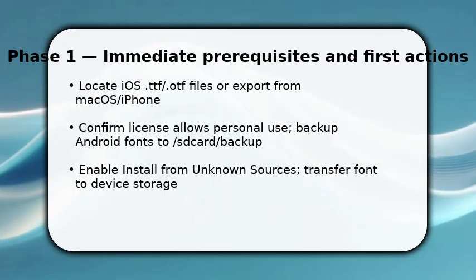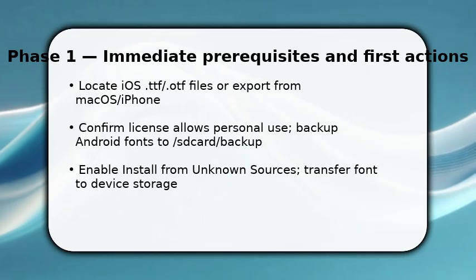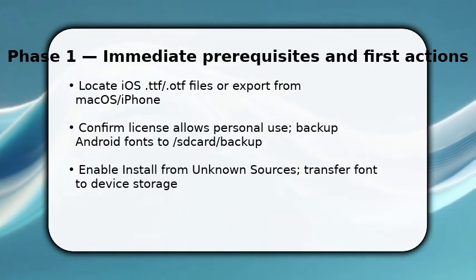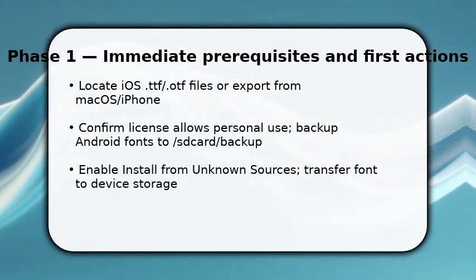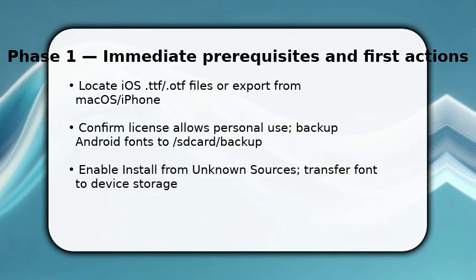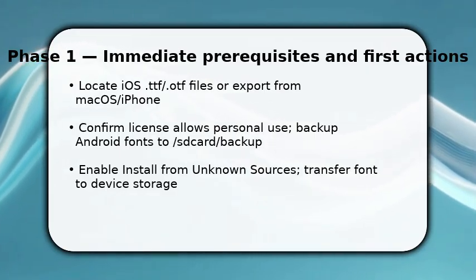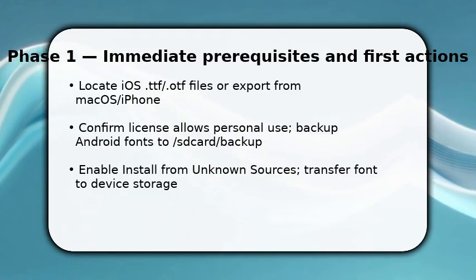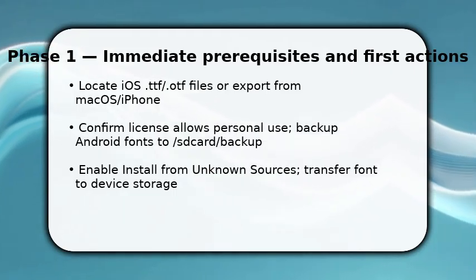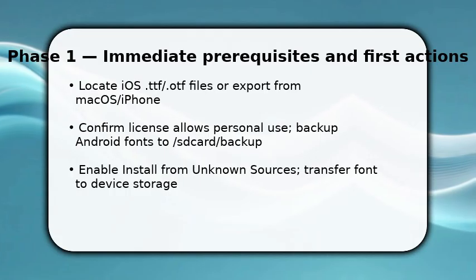You start by getting the actual iOS font files and confirming licensing because you need compatible TTF or OTF files. Once obtained, make a backup of your Android system fonts to /sdcard/backup so you can restore if needed. Next, enable install from unknown sources or permit your font app. This lets you move forward.